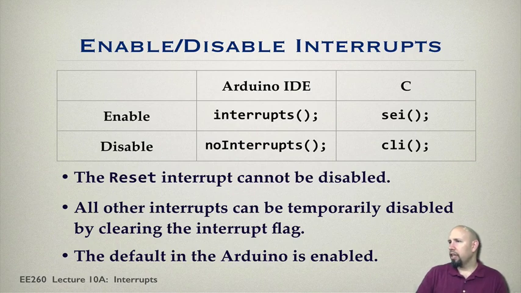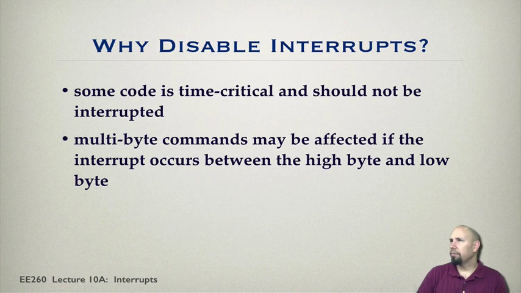The reset interrupt cannot be disabled. All other interrupts can be temporarily disabled by clearing that flag. The default on the Arduino is for that to be enabled. So that's the default, and unless we really do not want interrupts, that's where we would leave it. So why would we want to disable the interrupts? Well, it turns out that some code is time critical and should not be interrupted.